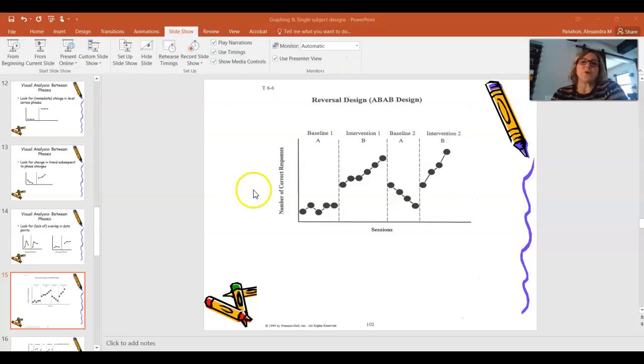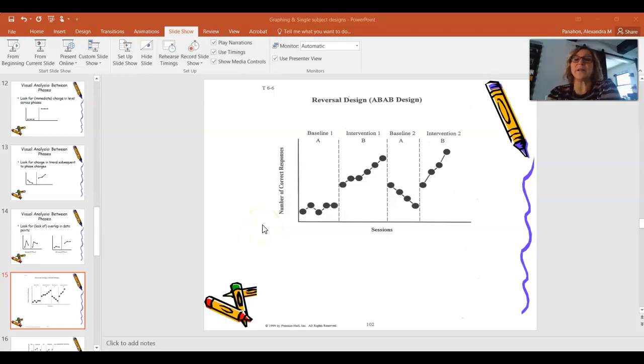Okay, so if we look at this first graph, we can see that we are looking at the number of correct responses that the student had. Across the x-axis is the sessions that were conducted. If we look at the first baseline, we can see that there was a low level of correct responding for this student, close to zero rate of responding. And data were relatively stable. There was a little bit of variability, but for the most part, pretty stable.